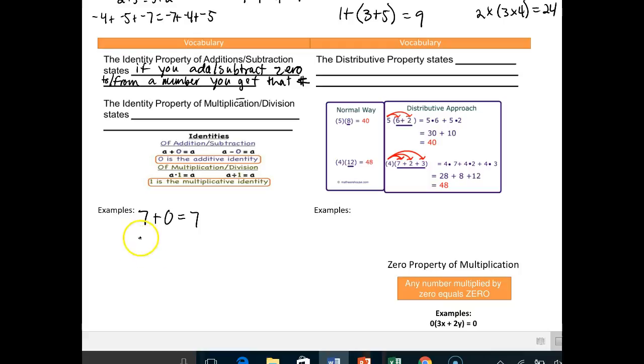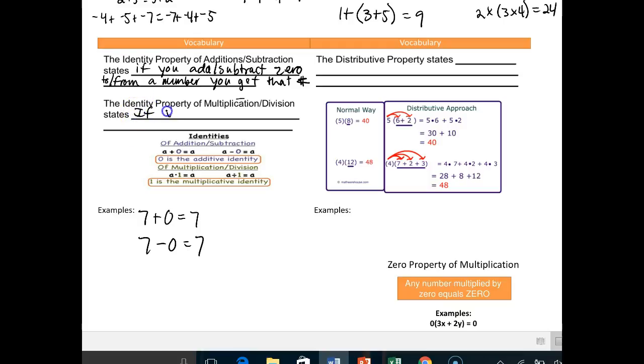7 minus 0 is going to be 7, right? The identity of the number 7 does not change when I do addition or subtraction of 0 to or from it. And the identity property of multiplication, think about it. How could you multiply a number and not change it? You just multiply by 1.